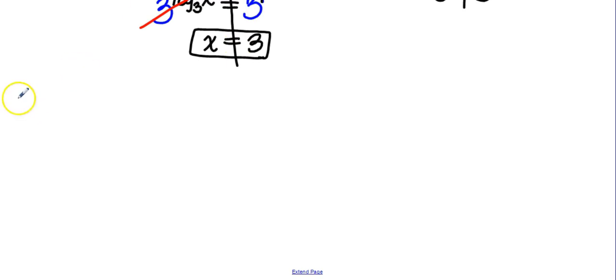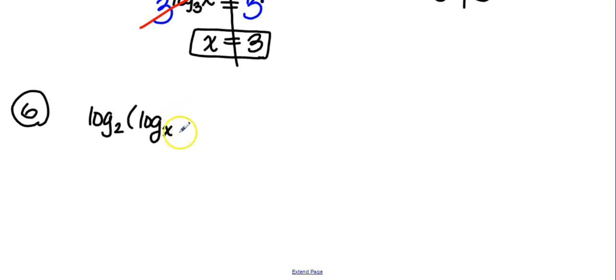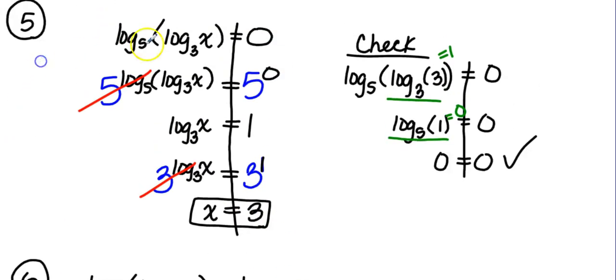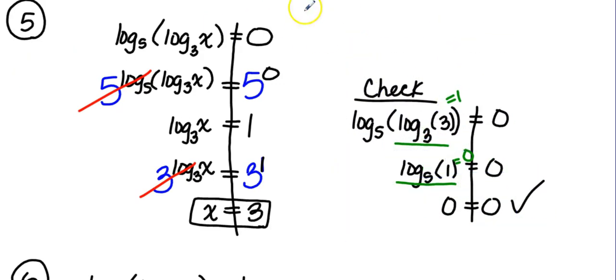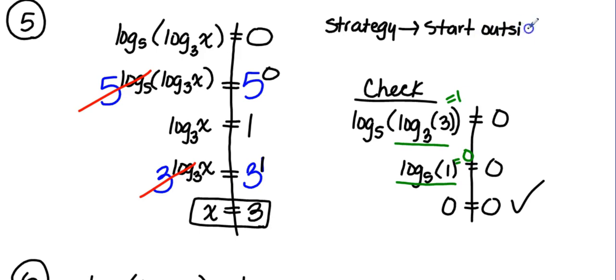Last example, number 6. Log base 2 of log base x of 64 equals 1. So before I move past, I just want to write a little strategy note, because I've been doing that off to the side. So strategy for this one, start outside. We looked at that log base 5 first. If you want to highlight that, you can.